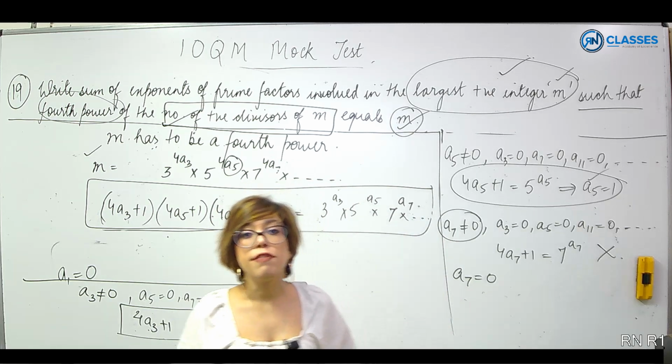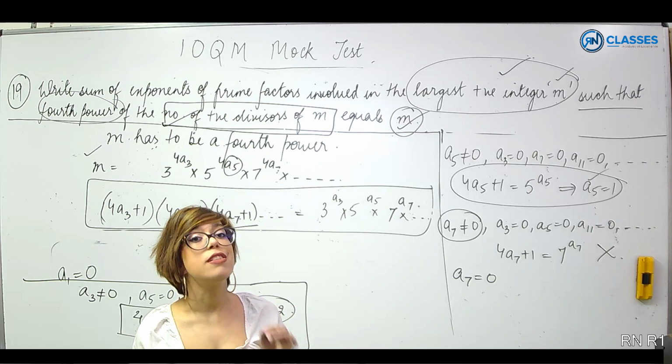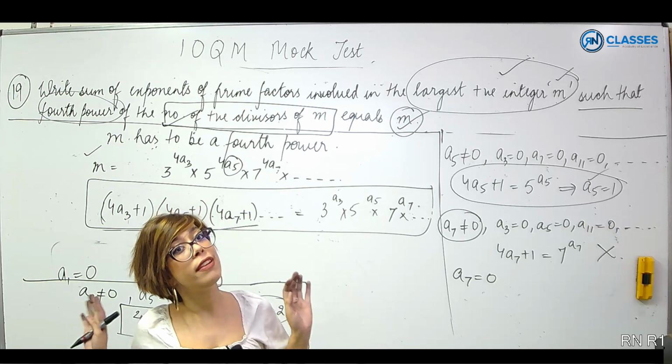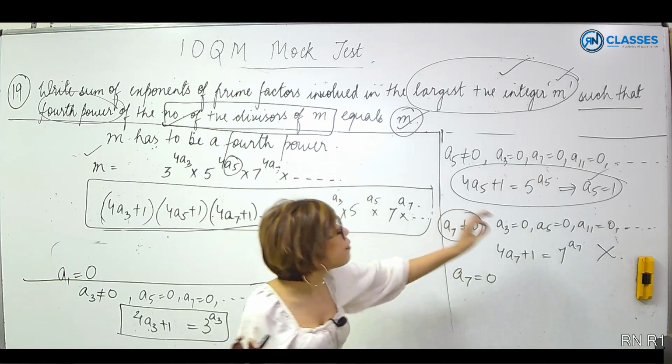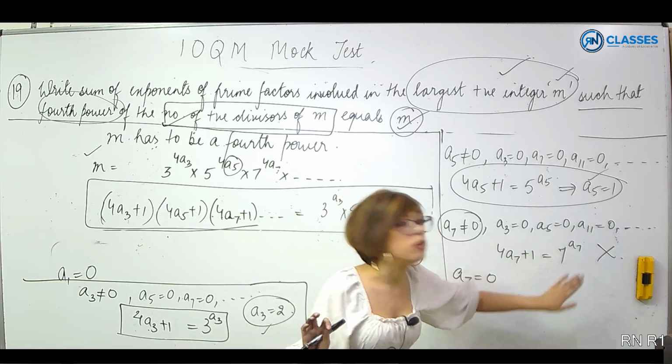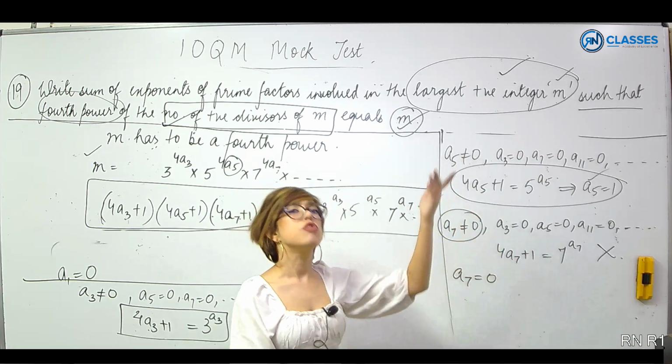See, I need to find the answer to the question. Whatever way I analyze, I'm just interested in the answer. And this is more than enough for me. This is logical enough for me because I can see if I put A7 as 4, obviously this thing will never be equal to this. Right? Okay. Let me talk about A11 also now.